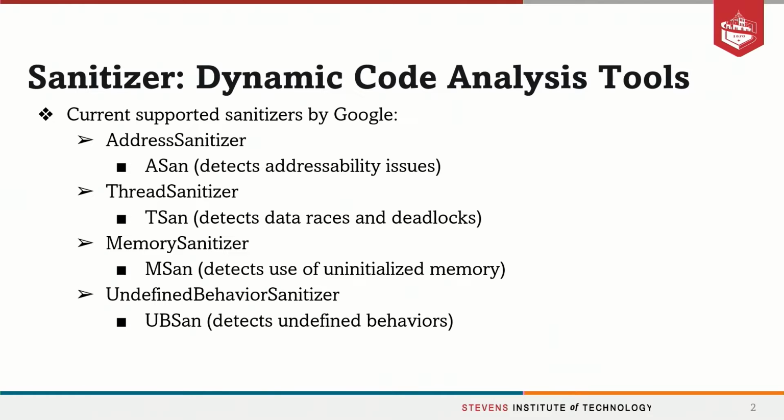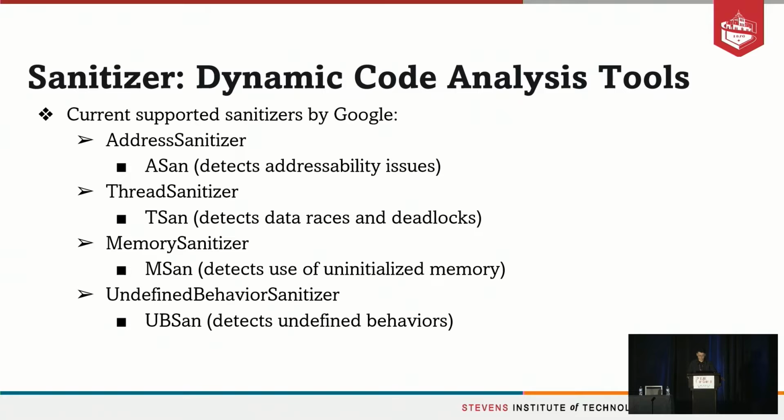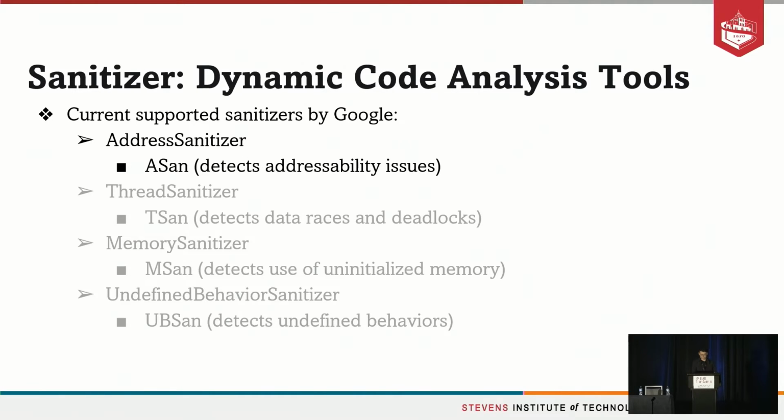Before I start presenting our work, I would like to give some background information about sanitizers, which are dynamic code analysis tools. Here are the current supported sanitizers by Google. The first one is address sanitizer, or so-called ASan, for detecting addressability issues, the thread sanitizer to detect data races and deadlocks, the memory sanitizer for detecting use of uninitialized memory, and UBSan for detecting undefined behaviors. Our work is focusing on optimizing and improving the performance of address sanitizer.